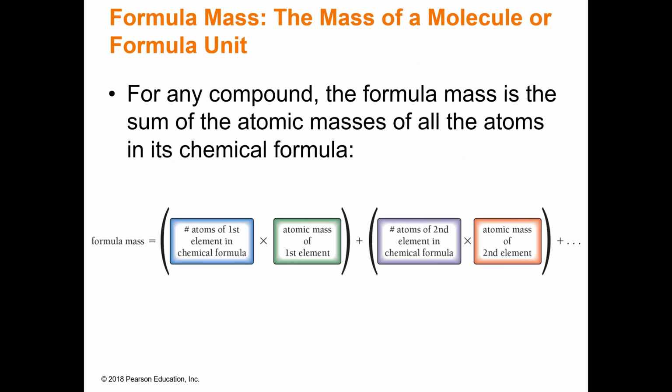Formula mass is the sum of the atomic masses of all atoms in a compound's formula. For example, to find the formula mass of NaCl, add the mass of one sodium atom and one chlorine atom. This concept is essential for converting between moles and grams, which is something you'll do a lot in healthcare chemistry.